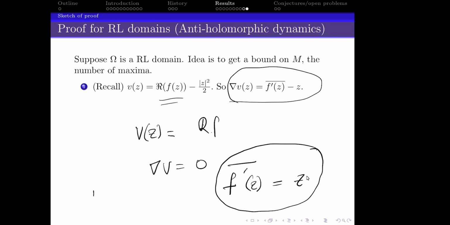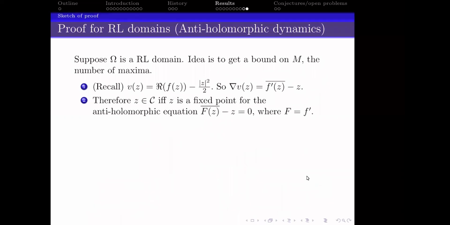You have to look at all the points such that P of z is z. How do you find fixed points? Basic analysis tells you that if you want to find a fixed point, you have to iterate. But this is not quite holomorphic iteration because f prime bar is not analytic. It is anti-analytic, or anti-holomorphic. So to find a critical point, you solve an anti-holomorphic fixed point problem.